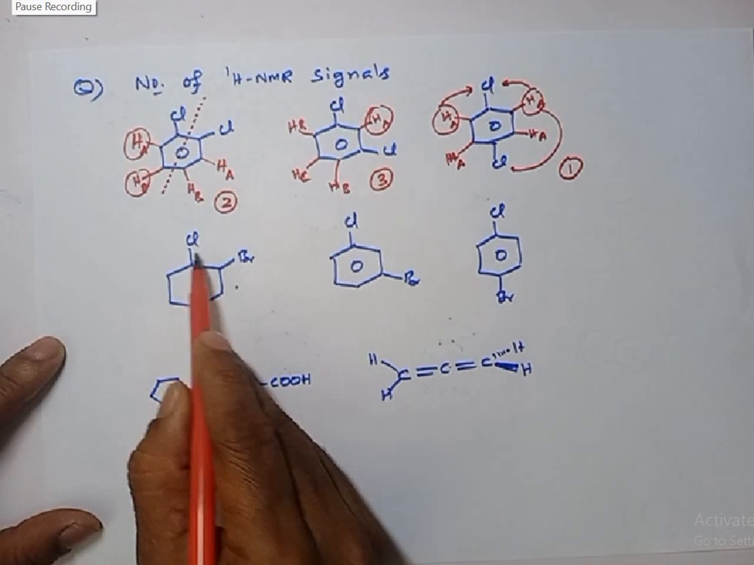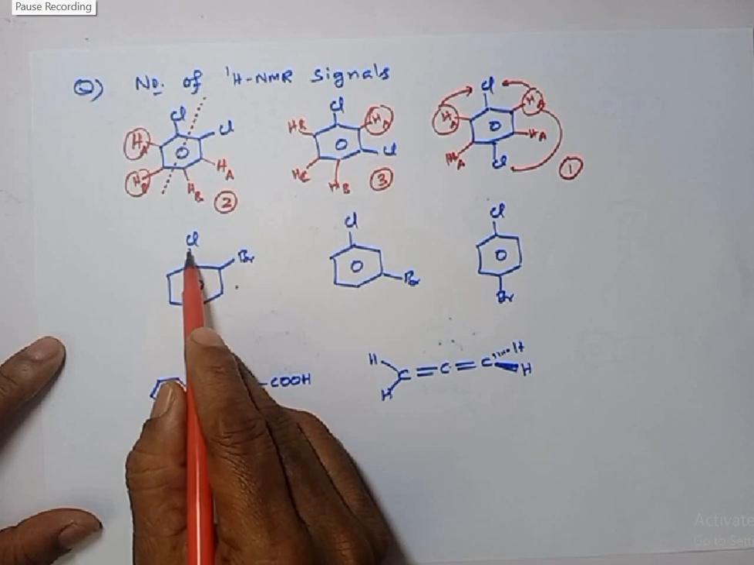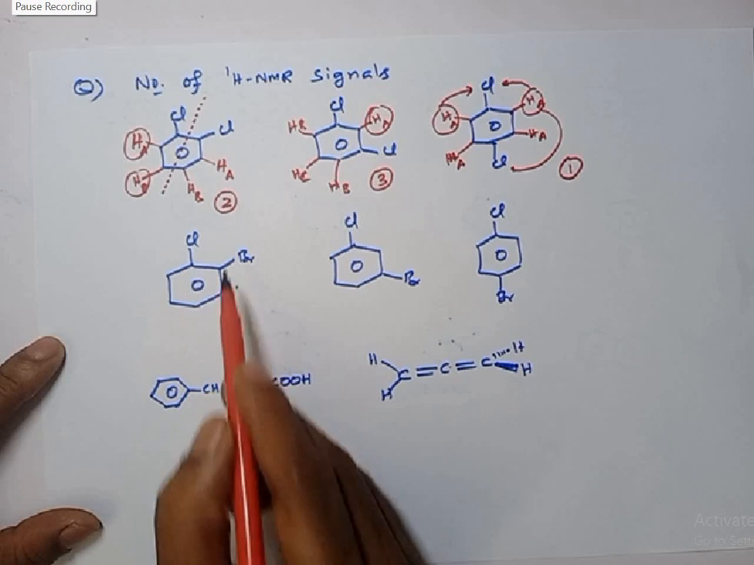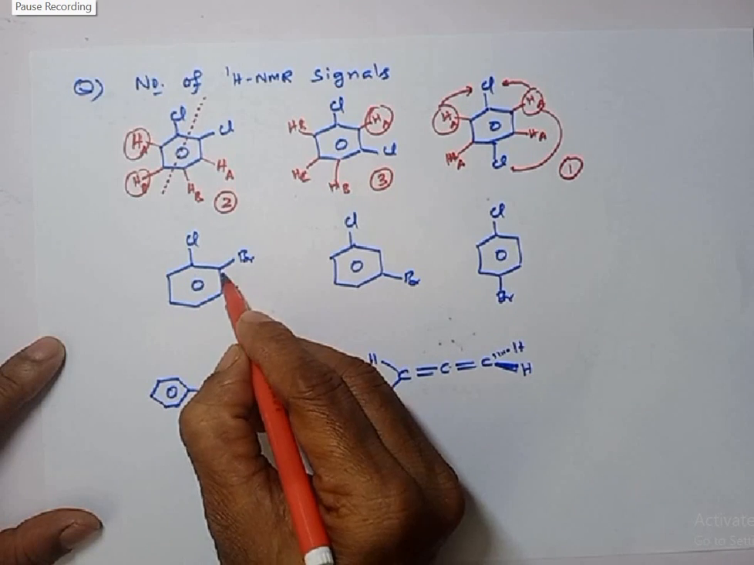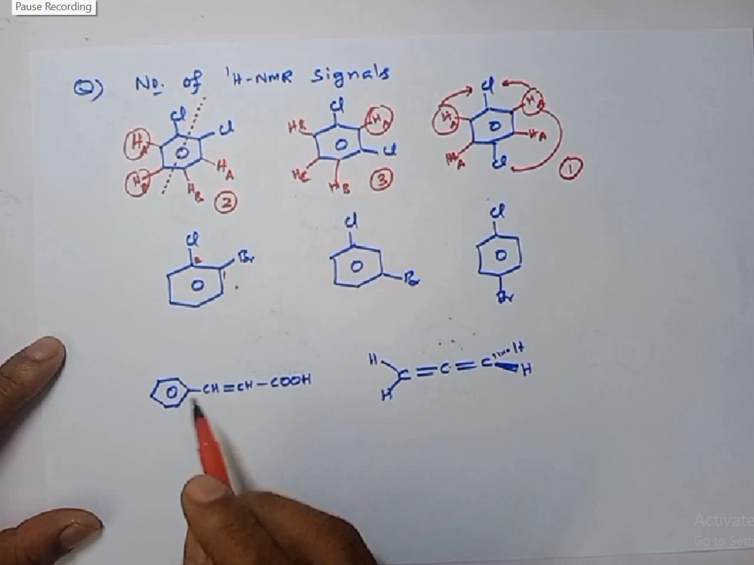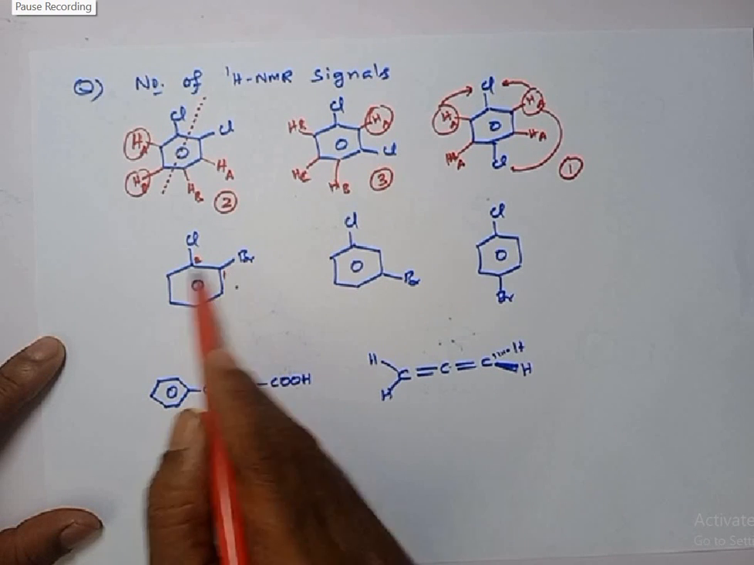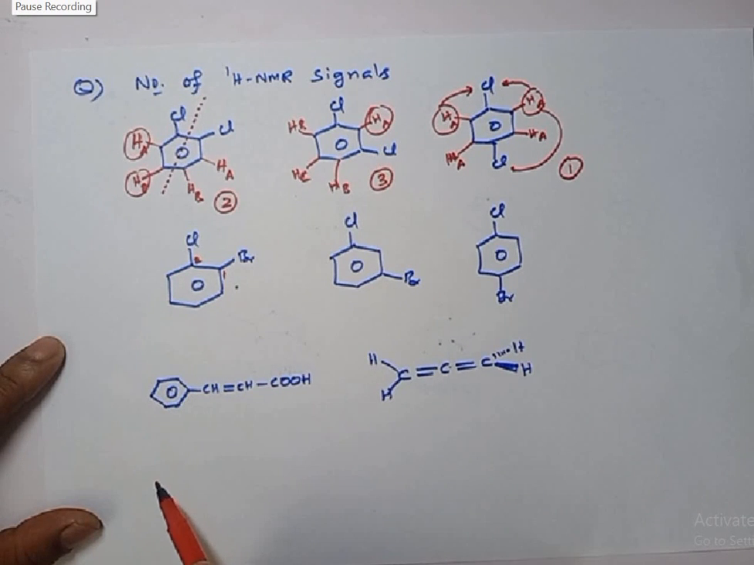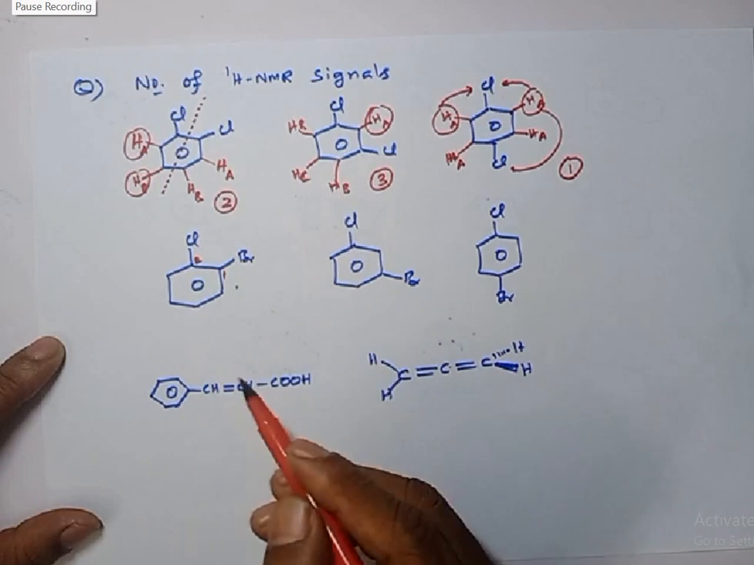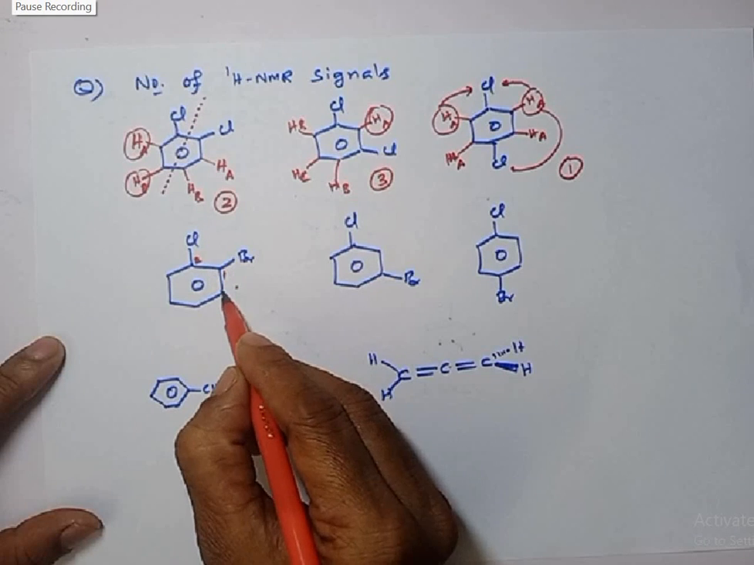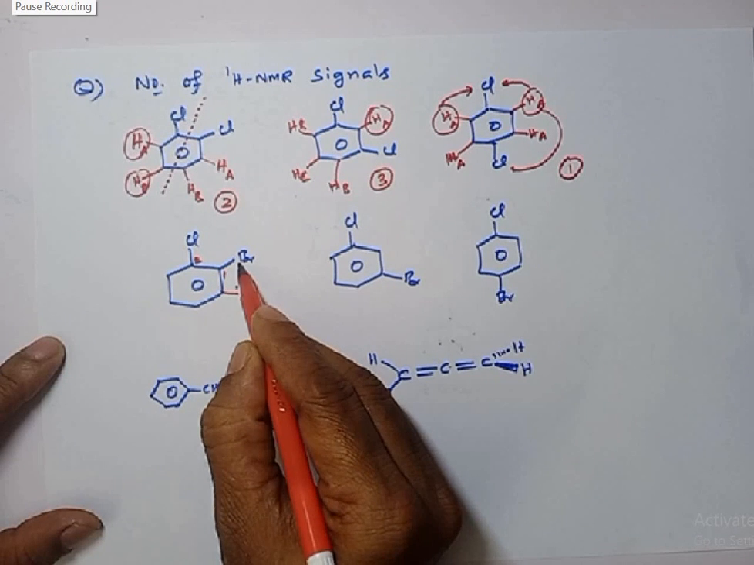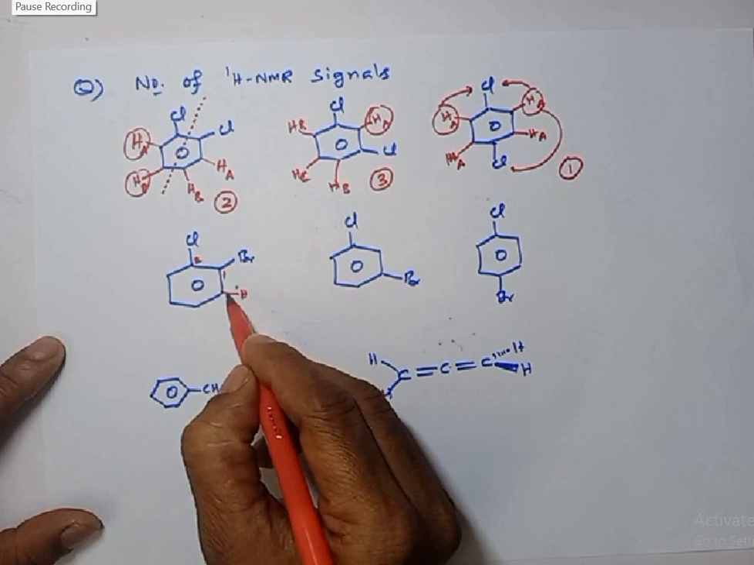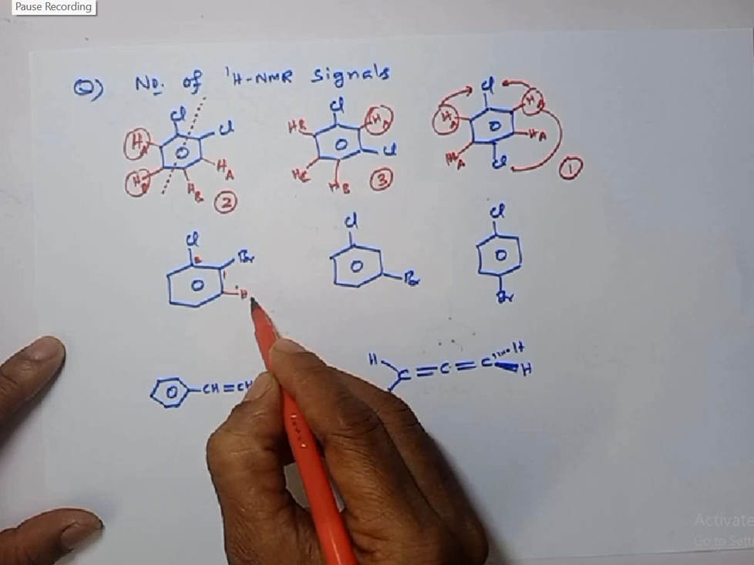Now I have two different substituents. One is chlorine, the other one is bromine. This is position 1, this is position 2. It is called 2-chlorobromobenzene. In 2-chlorobromobenzene, how many signals do we get? Here, listen, this hydrogen is close to this bromine, but far away from this chlorine. So this hydrogen is different.